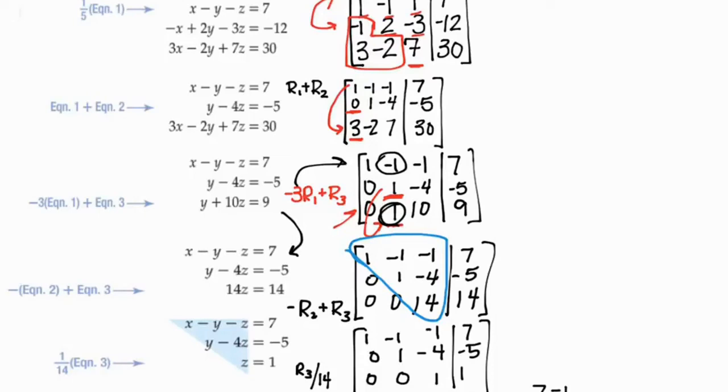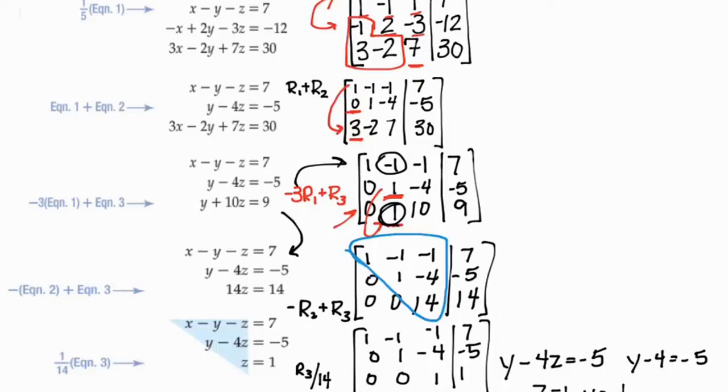I've got z equals 14. This second row would be y minus 4z. So it would be y minus 4. Oh gosh, and I put 14 before. That should be a z equals 1. Let's go back and change that. So z equals 1. I'd have y minus 4z equals -5. If I put a 1 in there, it's y minus 4 equals -5.